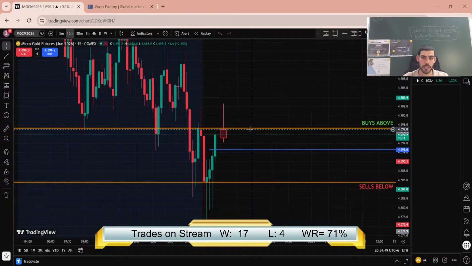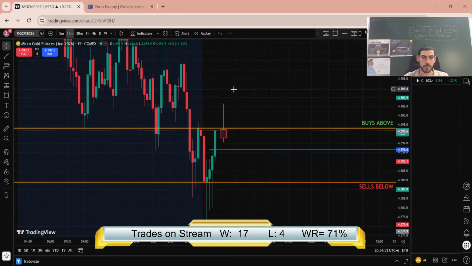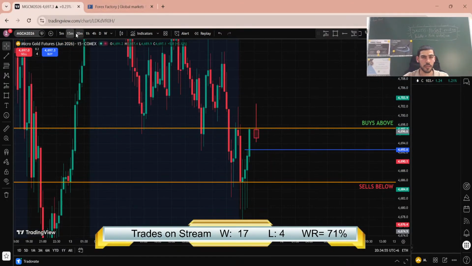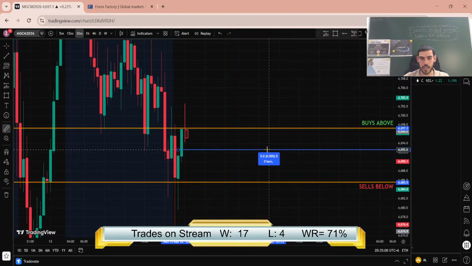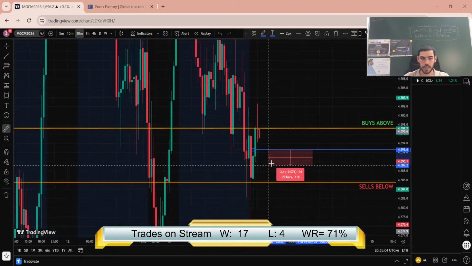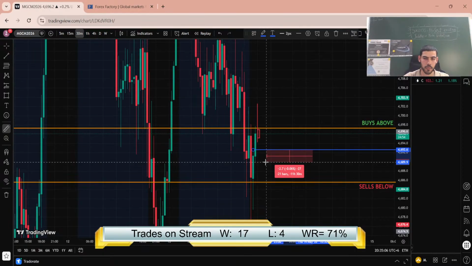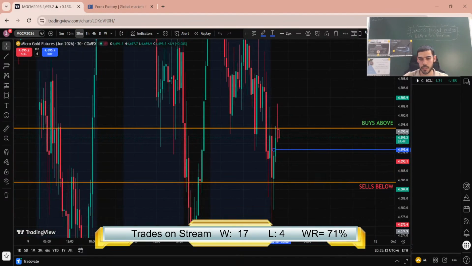Wow, because now we have a clean range. Look at this range. It's a 117 pip clean range. Wow, look at this 30-minute candle going. Yeah, but I think this was a little bit small wick. I was expecting it to move a little bit lower, but it's totally fine, guys. It happens most of the time.